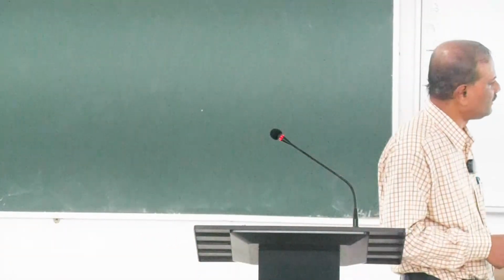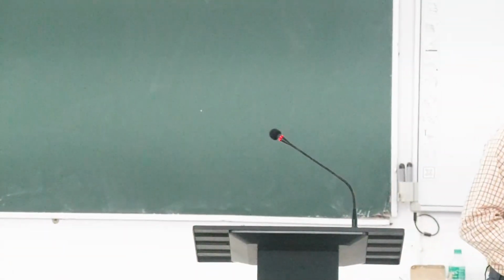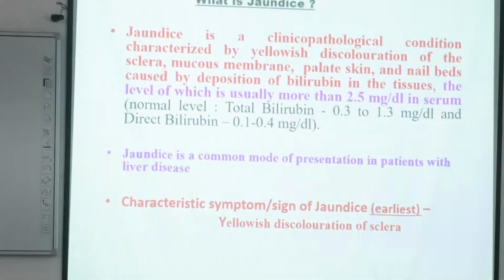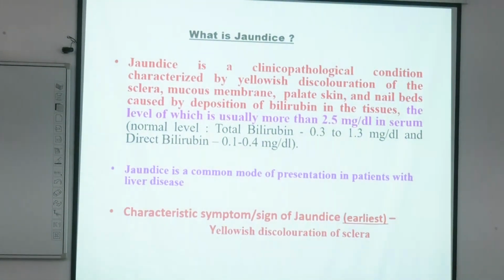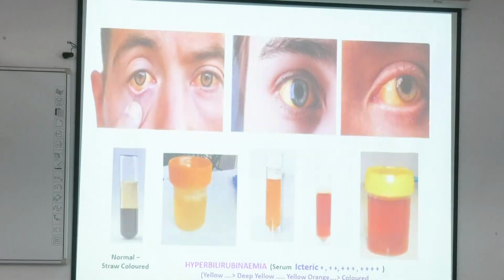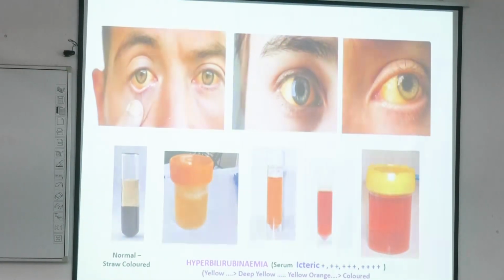So the earliest characteristic sign will be yellowish discoloration of the sclera because of the white. Now you see, these are all advanced cases. Although this has been dragged down, usually this upper eyelid is pulled up, so that a good amount of sclera is exposed. I will show you one during the elliptic class also, I will demonstrate.